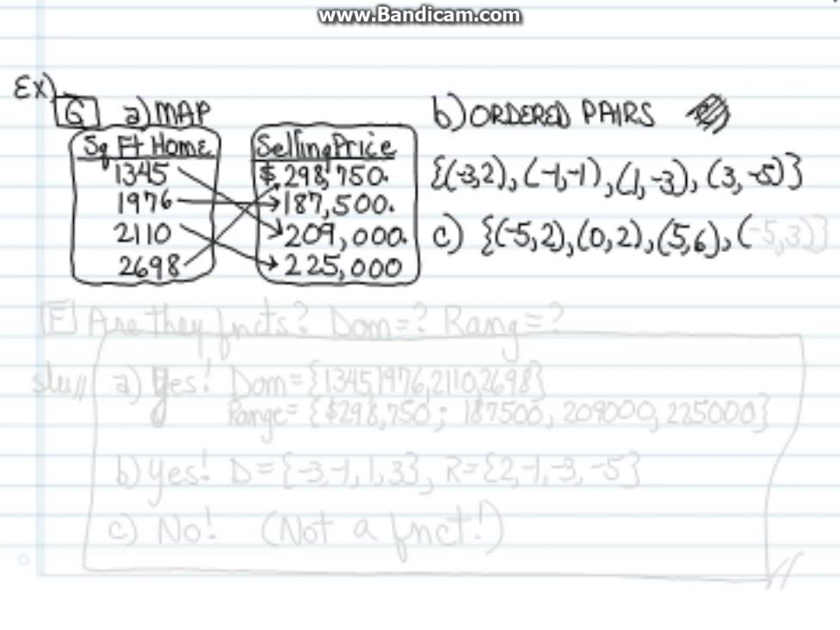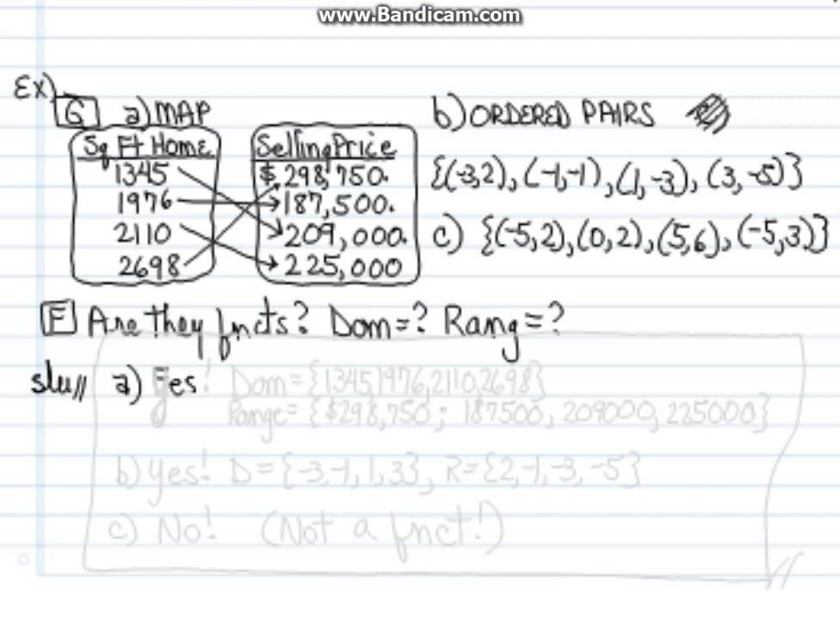So you see they've given us three different relations. Part A is given to us as a map, Part B is a set of ordered pairs, and Part C is also a set of ordered pairs. That's all the given information. Now, what do they want us to find? Are these functions? In other words, do these represent y as a function of x? What is the domain, and what is the range? Okay, solution.